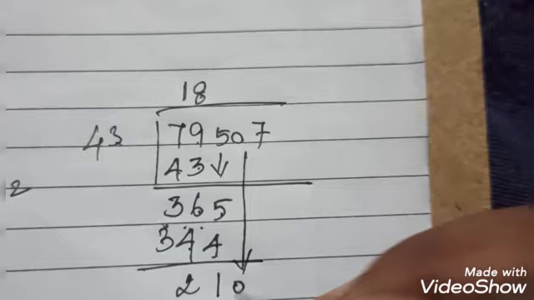9 4s are 36. Okay, so we need to take a 9. So 9 3s are 27, 7 remaining, 9 4s are 36, 38. So we get 0. So how many times does it become? 1849. Sometimes this type of difficult sum happens.